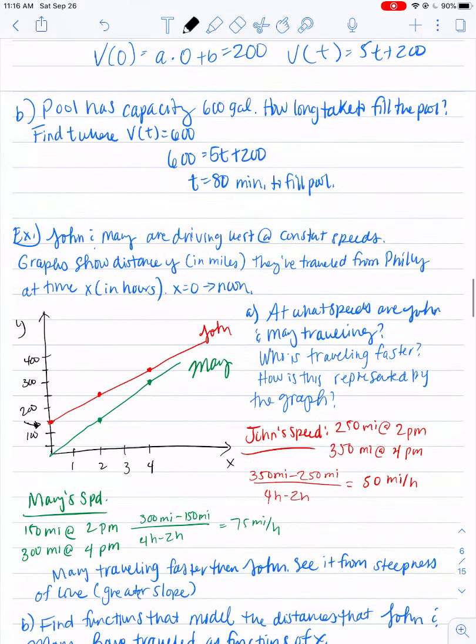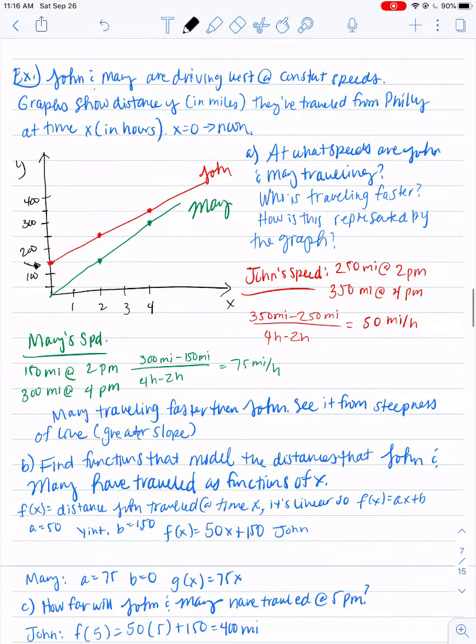So for part b, the pool has a capacity of 600 gallons. How long will it take to fill the pool? So we basically want to find the t where our volume at time t is equal to 600. So we have 600 equals 5t plus 200. And so we find that t equals 80 minutes to fill the pool to a 600 gallon capacity.